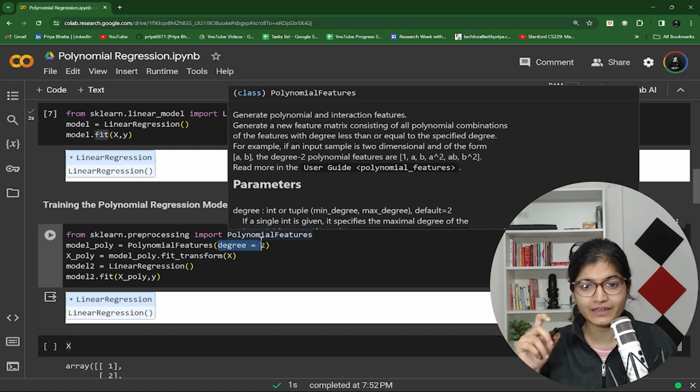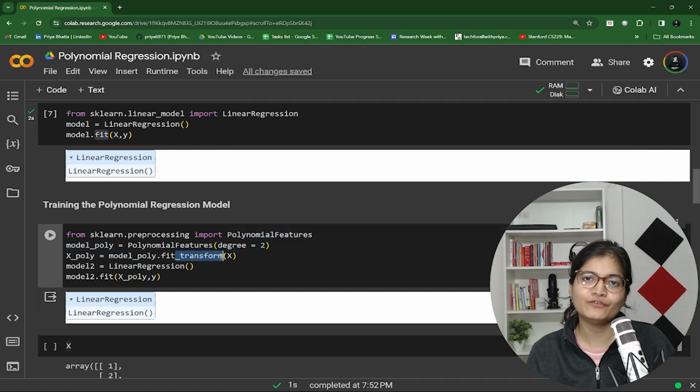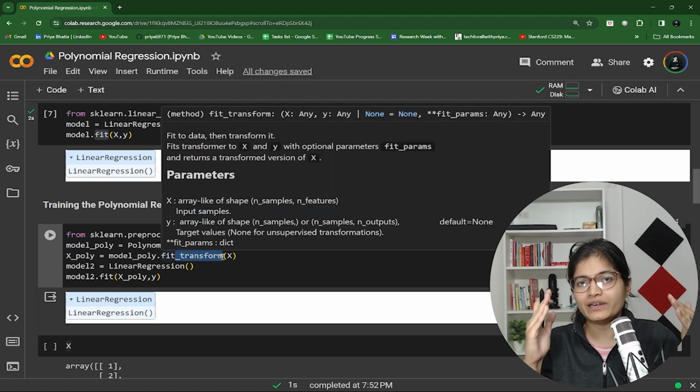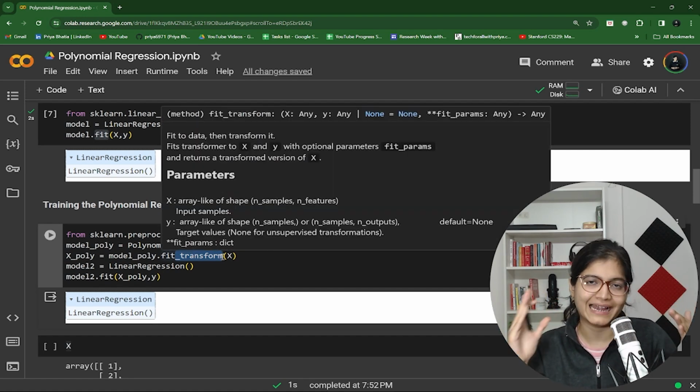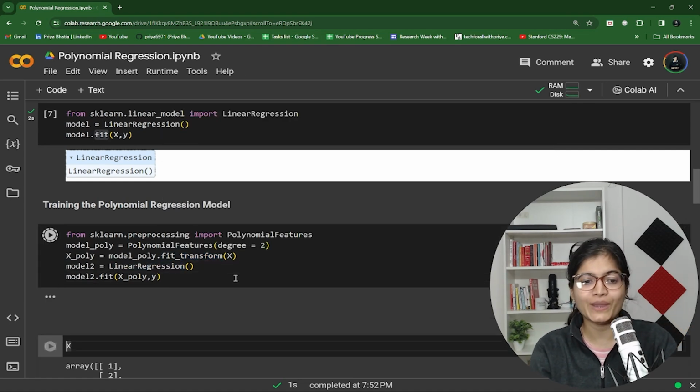For example, here I am saying that the degree is 2. So it will make an equation with a maximum degree of x square. Okay. And then we will fit that model with fit_transform. So the complete x value will now get transformed as per that equation. And then we can apply that same linear regression on that new x value.